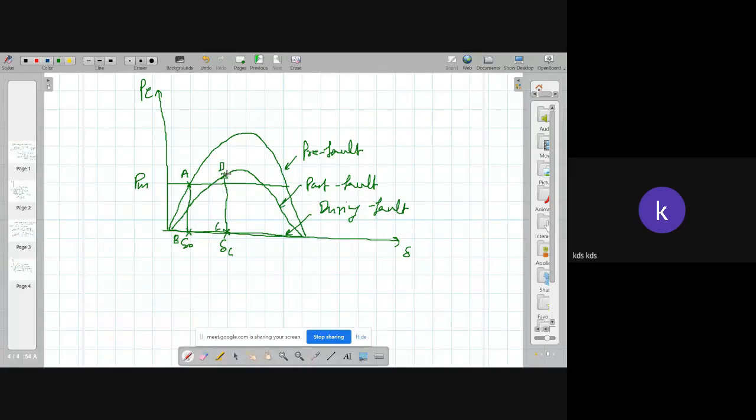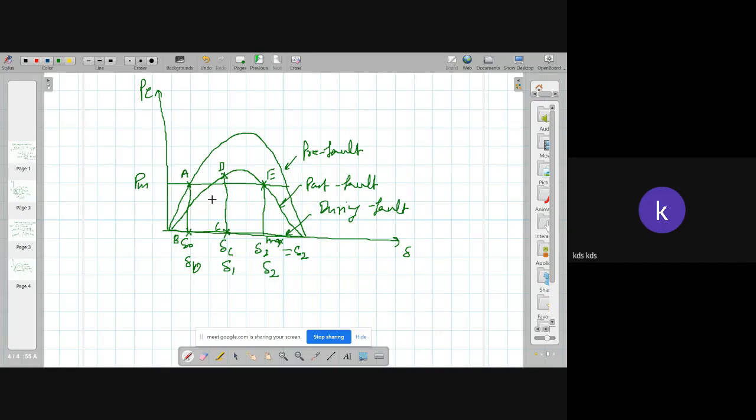Which is post-fault. The maximum value which can occur on the post-fault curve is given by this point E. This gives delta 2 max, the maximum value of delta 2. In fact, this is delta naught, this is delta 1, and this is delta 2. So delta 1 is delta critical, and delta 2 is equal to delta 2 max. So now we have to plot the two areas.